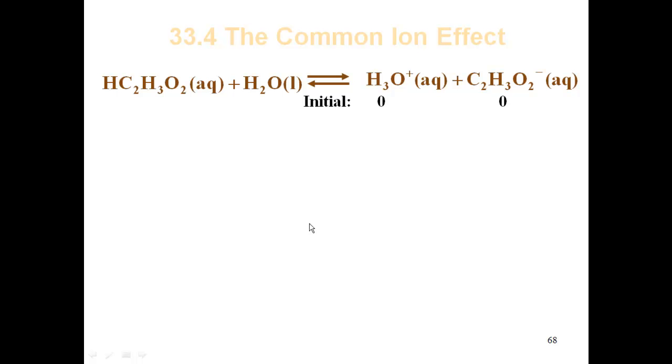Say I add some soluble salt, such as sodium acetate, to the solution. What effect will that have on this equilibrium? Well, if I have some acetate coming from another source, from that soluble salt, then it's going to shift that equilibrium to consume that added acetate ion, which is going to make this equilibrium shift to the left.